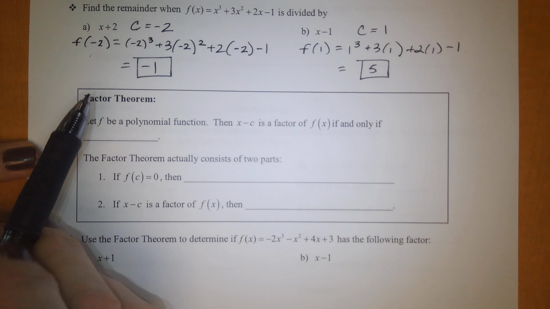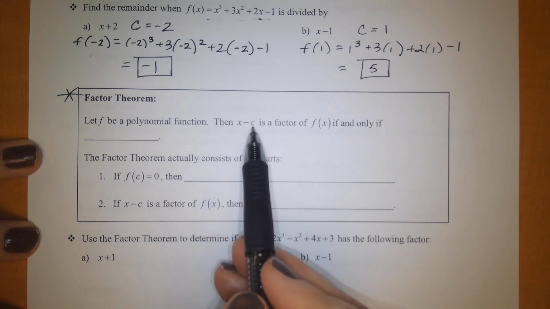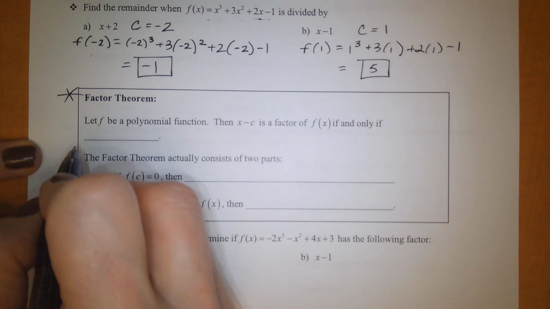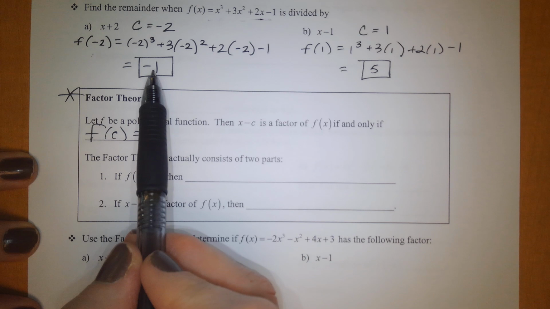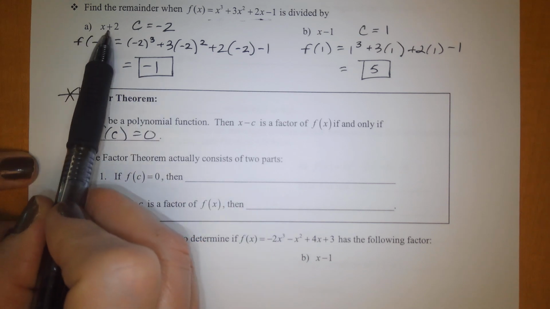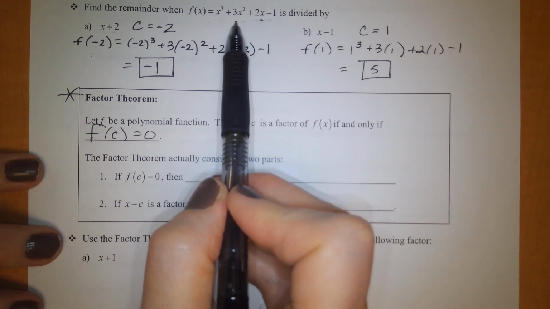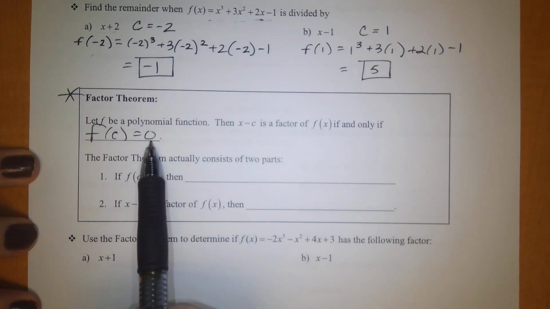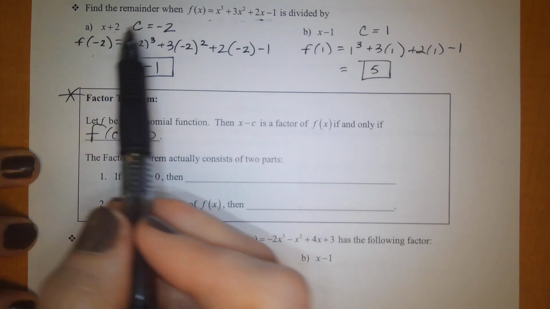So next comes the second theorem of what this section is about, the factor theorem. The factor theorem states that let f be some polynomial function like this one up here. Then x minus c is a factor of it if and only if f of c is 0. In other words, if there is no remainder, that means this factor divides into this polynomial perfectly, perfectly meaning there's no remainder. If there's a remainder, then it doesn't divide into it and it's not a factor.